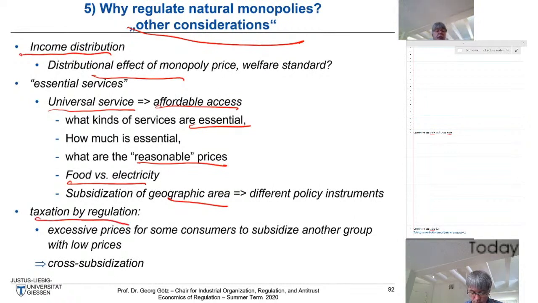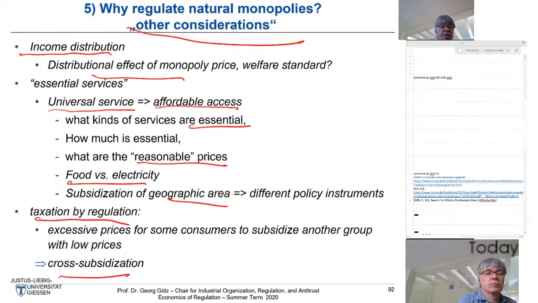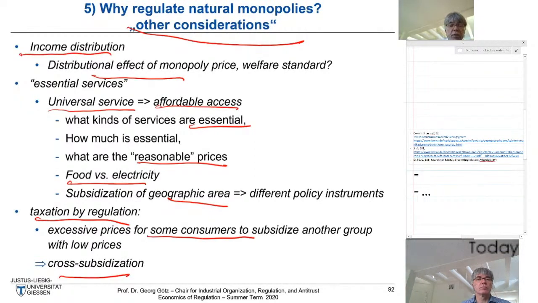Taxation by regulation, finally. Until some 10 or 20 years ago, municipalities like the city of Gießen used the electricity division of the Stadtwerke, of the municipal company, to cross-subsidize public transport or public swimming pools and so on. So you had excessive prices for some customers, mostly in terms of electricity, to subsidize another group, that is the ones who use public transport with low prices. You had cross-subsidization. The problem is, and you will get back to that, with competition, if you allow for competition, it's typically no longer sustainable.